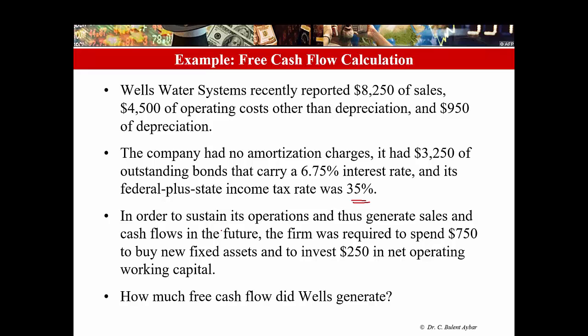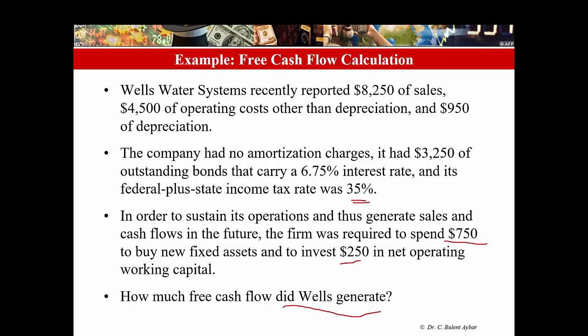In order to sustain its operations and thus generate sales and cash flows in the future, the firm was required to spend $750 to buy net fixed assets, and it also had to invest $250 in net operating working capital. So essentially this is the change in the working capital requirement. So how much free cash flow did this company generate given this data? Let's quickly take a look at that.